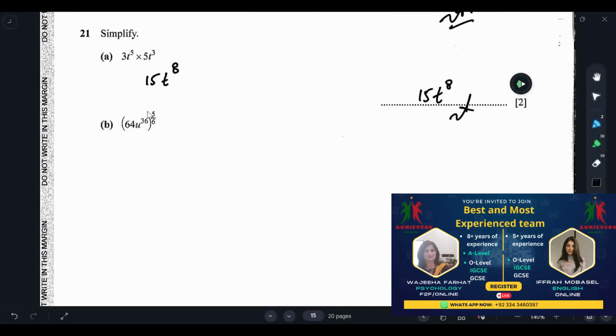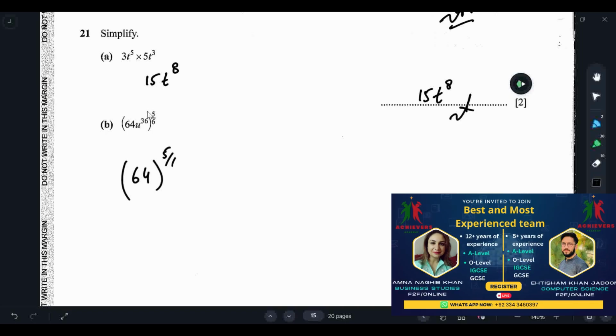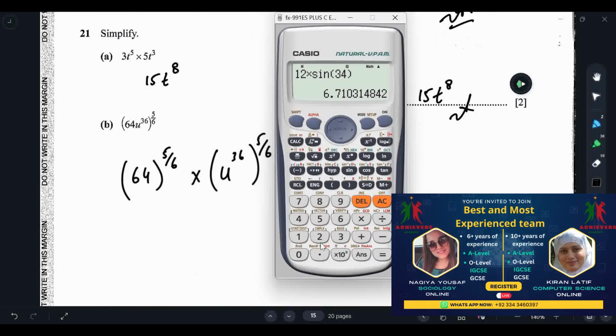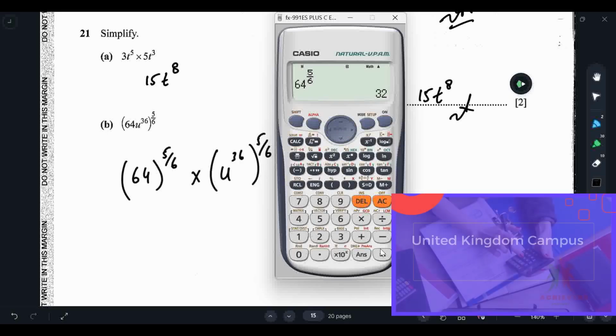I hope that the concept is clear. Let's move to this one, B part. In B part, we have to write it like this: (64 u power 36) whole power 5 by 6. We can directly use the calculator for this. So 64 whole power 5 by 6, this will be 32.